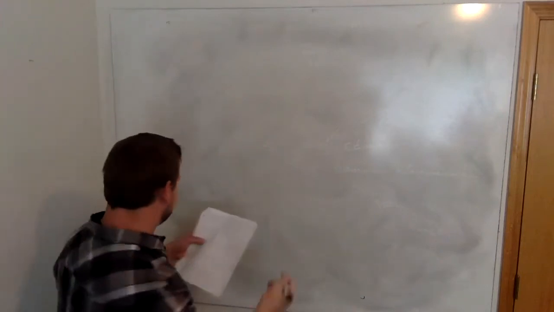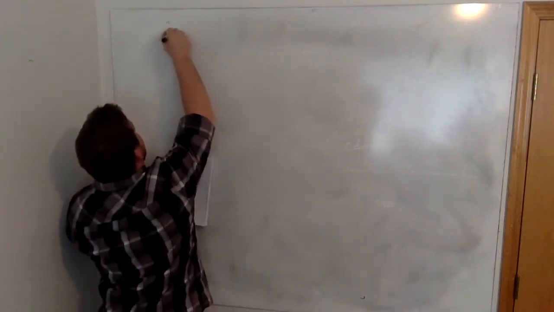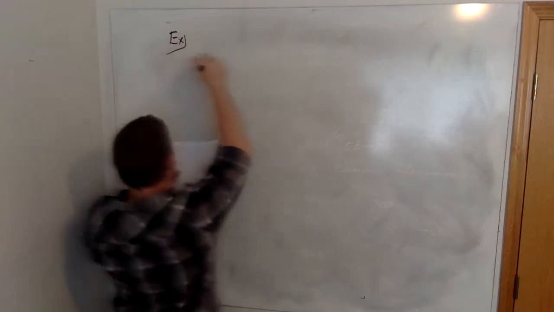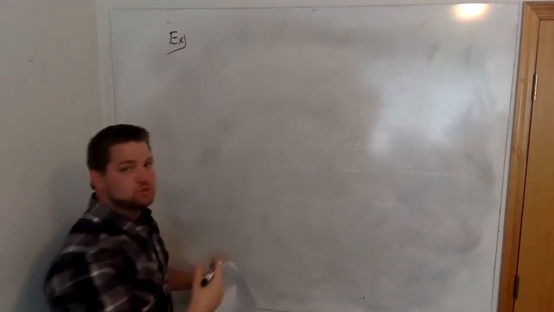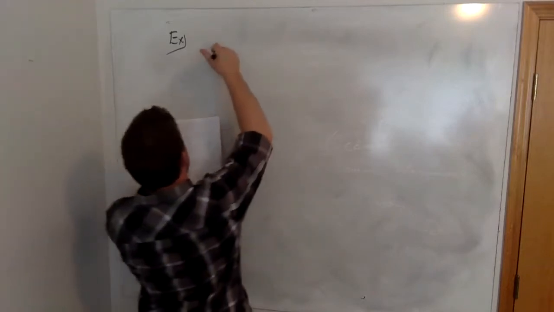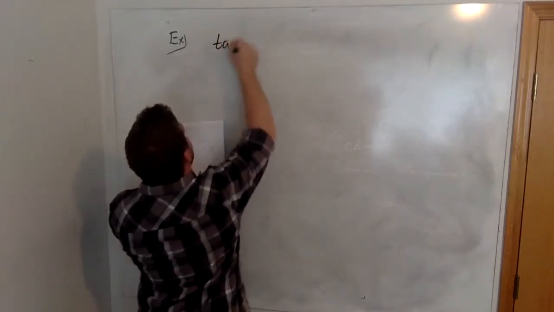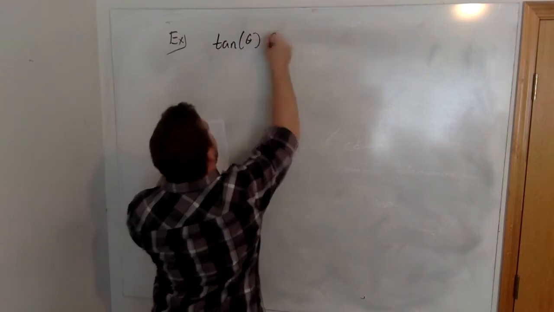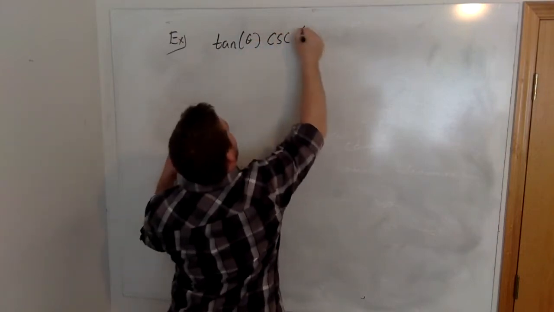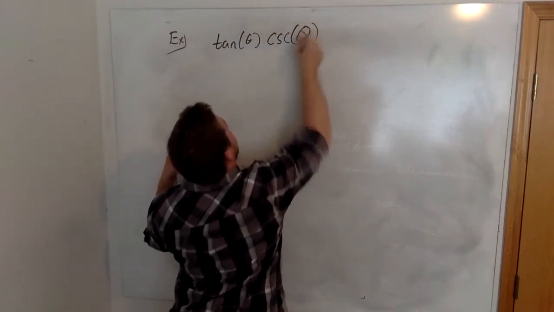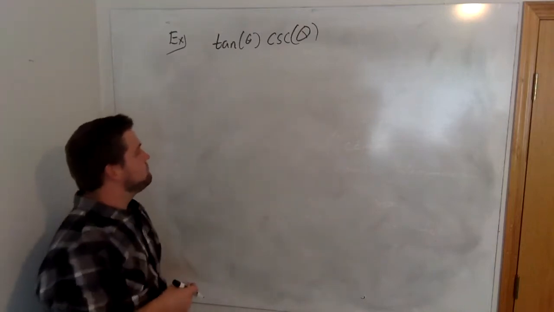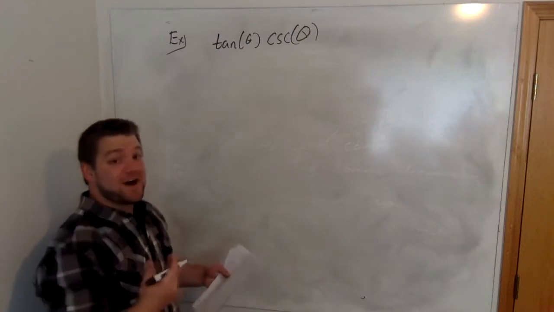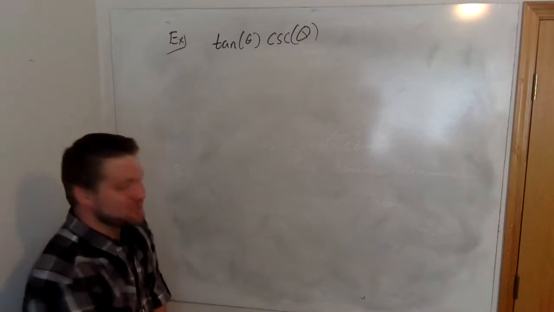Okay, let's start with some simple examples. For all these examples, the direction is to simplify. Our first example: simplify tan of theta times cosecant of theta. We want to simplify this. Right now this looks a little ugly, but let's clean it up. Maybe try pausing the video and see if you can clean this up on your own.